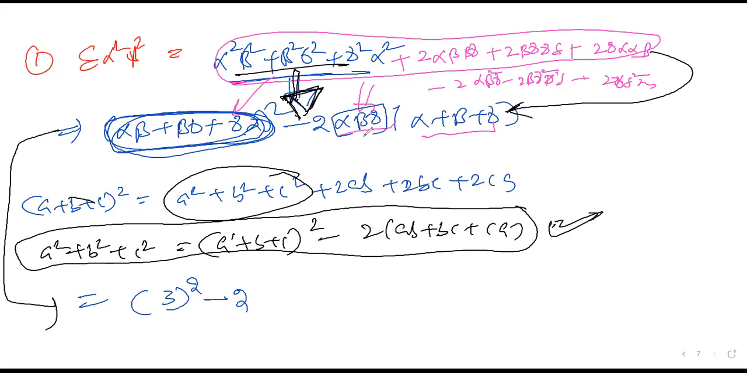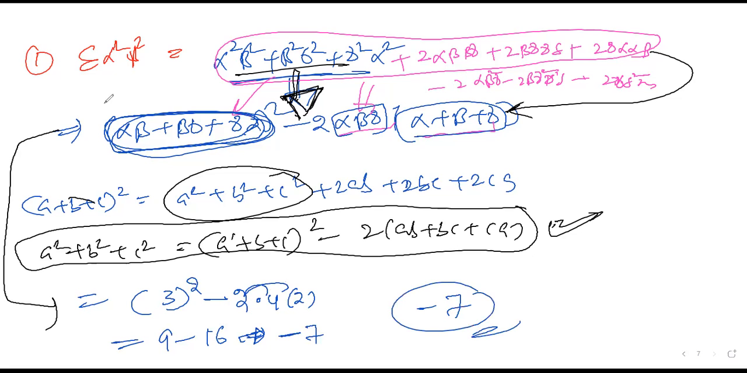Your question is S3. What is the S3 answer? 4. So 2 into 4 into what's alpha plus beta plus gamma? S1. What is the S1 answer? 2. Very good. 3 threes are 9, 4 twos are 8, 8 twos are 16. What is the final answer here? 9 minus 16 is minus 7. So the answer is minus 7 for the given equation. Clear or any doubt? Clear.